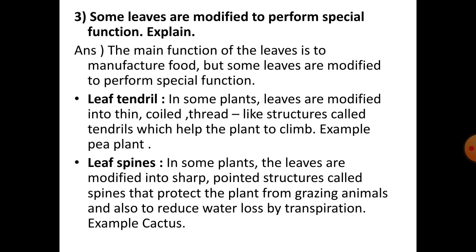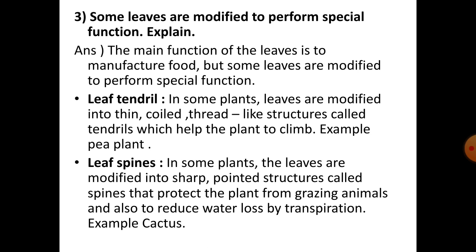Number 3. Some leaves are modified to perform special functions. Explain. The main function of the leaves is to manufacture food, but some leaves are modified to perform special functions. Leaf tendril. In some plants, leaves are modified into thin coiled thread-like structures called tendrils which help the plant to climb. Example, pea plant.